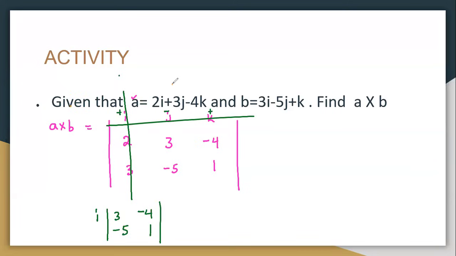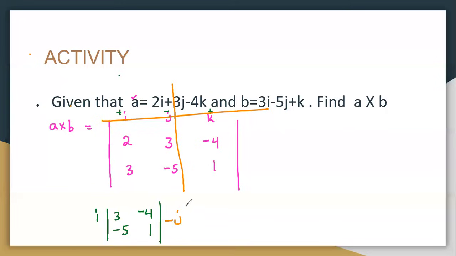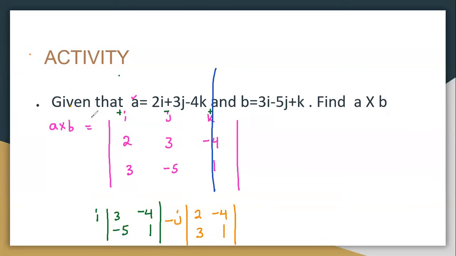The next one, I'm going to eliminate j. I'll eliminate this. I'll eliminate this. So when I eliminate that, what do you notice? That now I'm going to remain with, we are on j. So j is negative. So I'll say negative j. Then I'll remain with 2 and 3, -4 and 1. Then after that, I eliminate the next one. So the next one, I'm going to eliminate the k. So under the k, I will do like this. So here I will say plus k, then the magnitude, what have I remained with is 2, 3, 3, and -5.